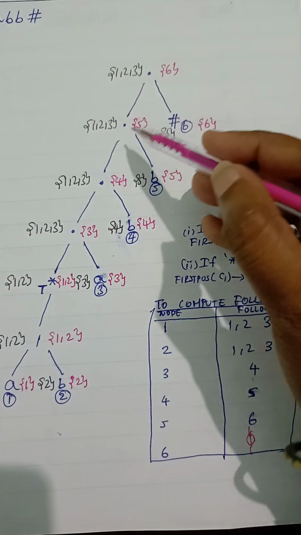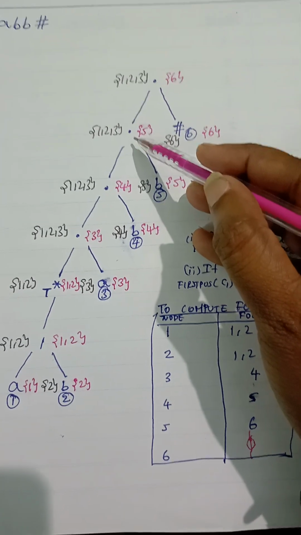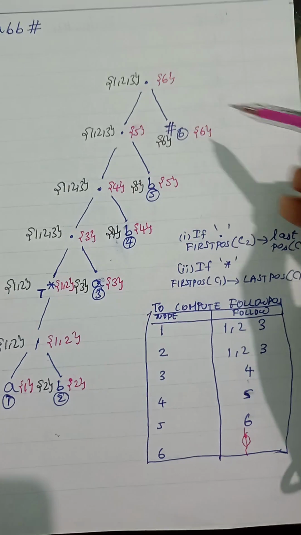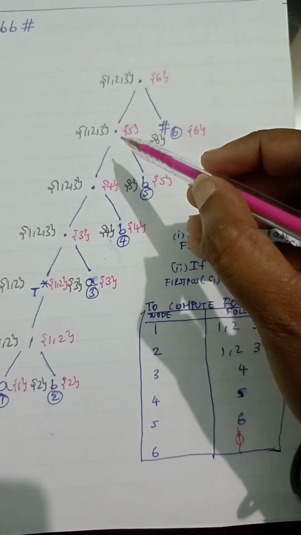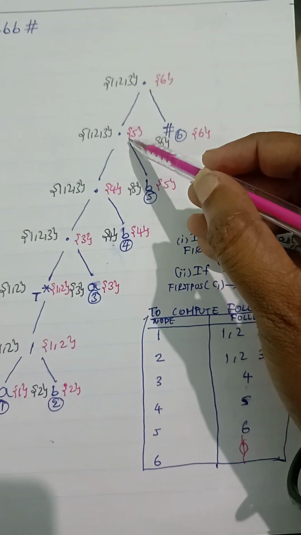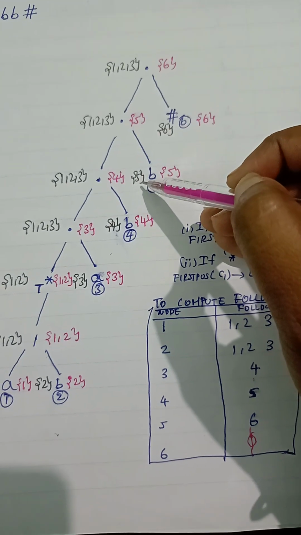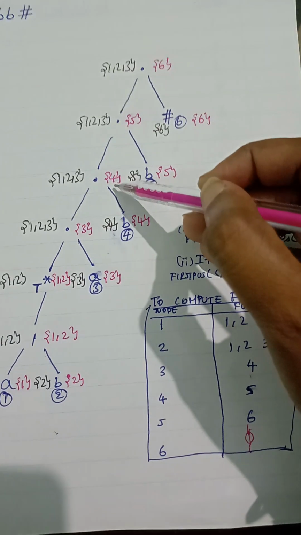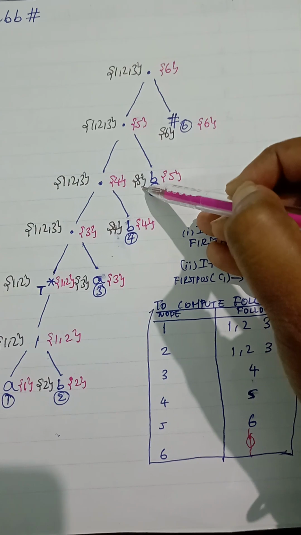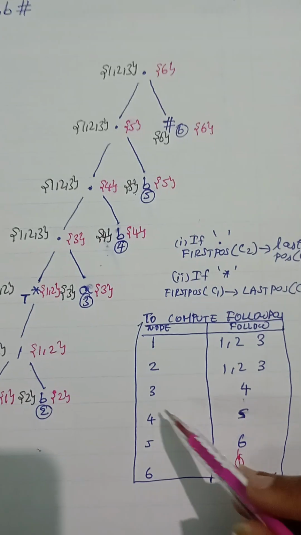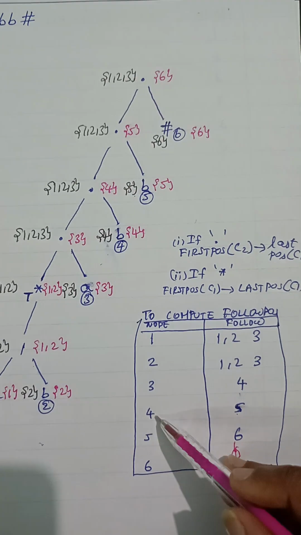And next I have encountered the dot node. In this dot node, what is the rule for dot node? We are going to insert the first position of C2, which is 5, to the last position of C1. So I am going to insert 5 in node 4. So here I have inserted 5 in node 4.